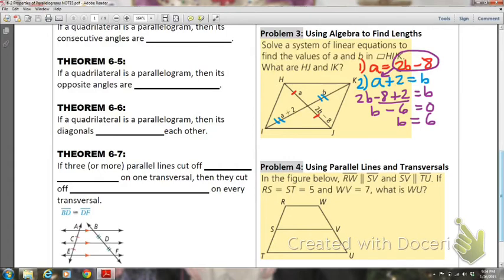So we need to find the value of A, and since we know that A is equal to 2B minus 8 from the first equation, we know that A is equal to 2 times 6, since we know now B is 6, minus 8, so that's 12 minus 8, which is 4. So A is 4.